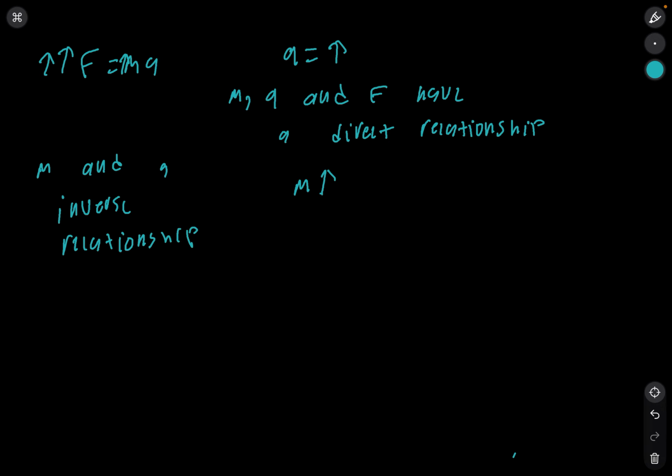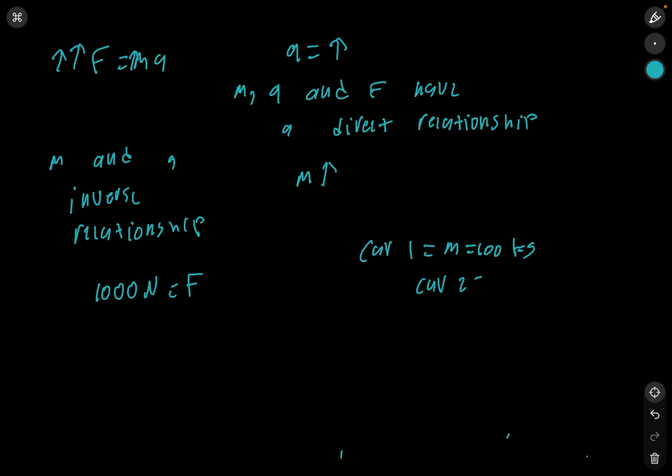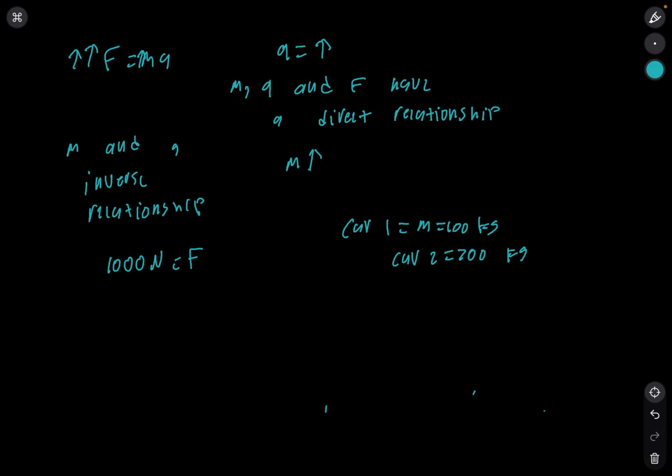And this is what I mean. Let's say you had a force of 1,000 newtons. This is your general force. And then let's say that for whatever reason, you have two cars. Car 1 has a mass of 100 kilograms, and car 2 has a mass of 200 kilograms. And you're going to see why this is important. Let's find the acceleration of both cars, shall we?